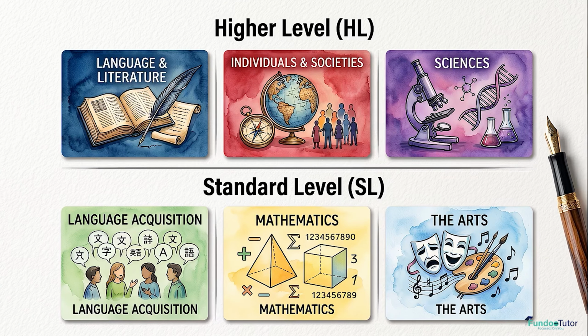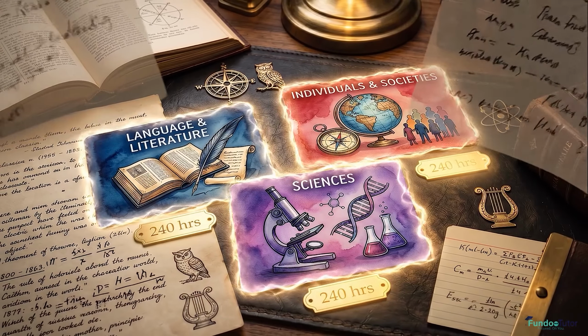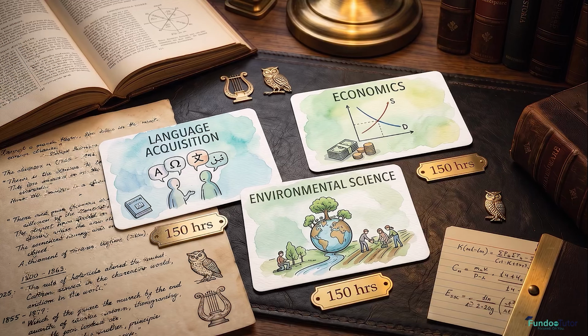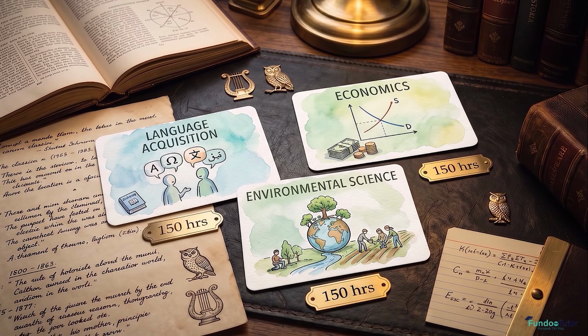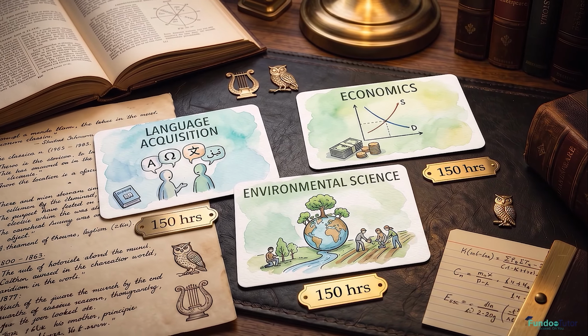Once selected, divide them into 2 distinct tiers of difficulty: higher level and standard level. Higher level subjects provide specialized academic depth that competitive universities look for. The trade-off is the workload, roughly 240 learning hours each. Standard level subjects provide broader coverage to balance your schedule, requiring about 150 learning hours each, with a slightly lighter assessment load.